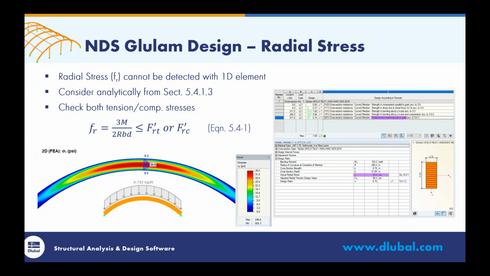And what this tells us to do is to check both the tension and compression stresses with the given equation here. So you can see that we're utilizing the moment, the dimensions of the beam, the radius of the member, and we're going to make sure that they are less than or equal to the design radial tension value. And again, this is given to us within the standard. If we are exceeding this and this is a problem, it can lead to cracking. So we are going to do this check for the analytical approach from the NDS.